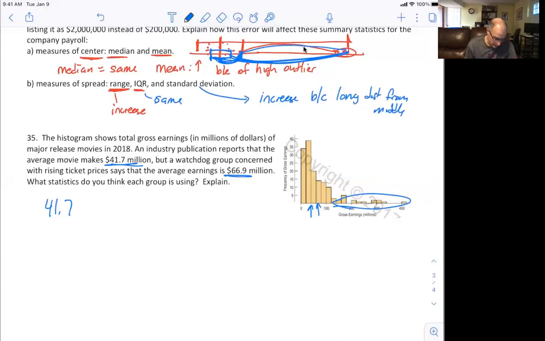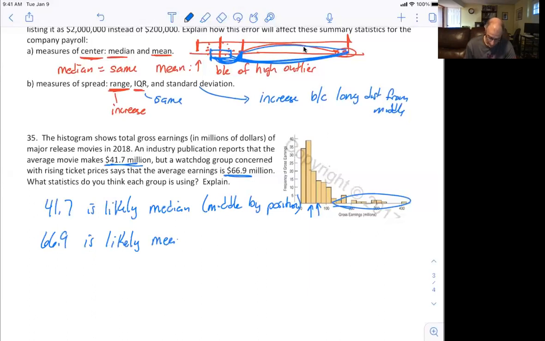So 41.7 is likely the median, because that's going to be my middle by position. And then 66.9 is, man, I am roaring through here, not writing neatly at all. It's like the mean. It's the middle by average. It is pulled up by high outliers.